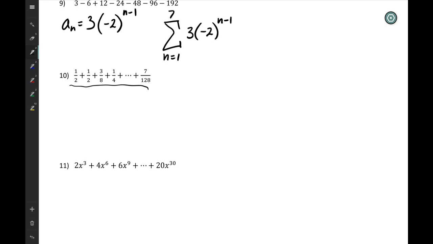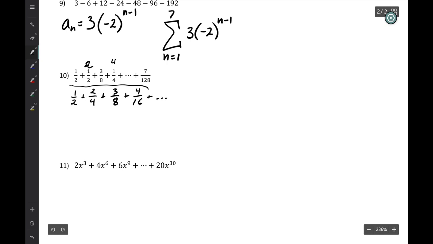So how could I change these to make it look more patterny? Well, it'd be really nice if this was a 2 and this was a 4. So let's try that. Let's multiply the top and bottom of this one by 2 over 2. So I get 1/2 plus 2/4 plus 3/8 plus 4/16 plus ... plus 7/128. Okay, so I can kind of see what's going on now. The top is increasing by 1, and the bottoms are powers of 2.